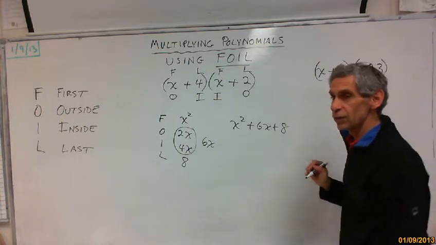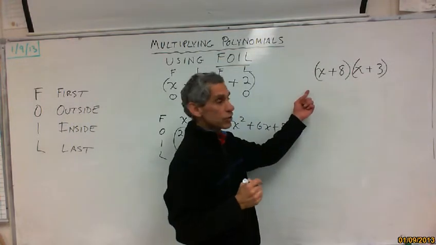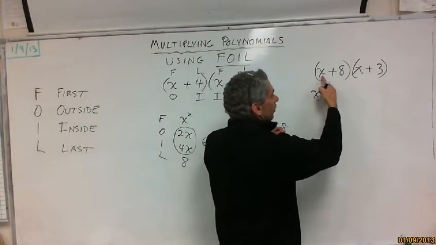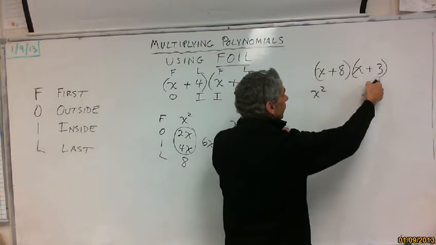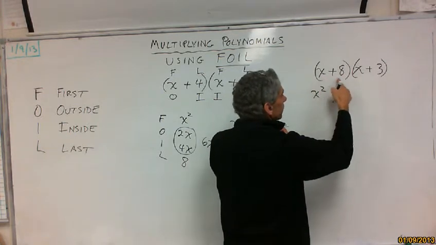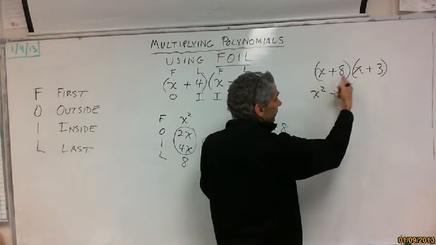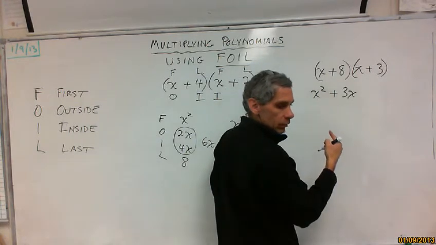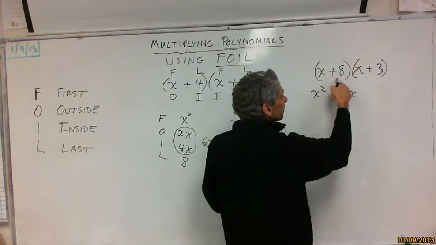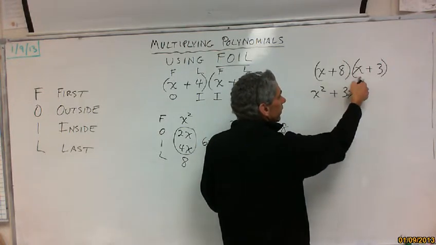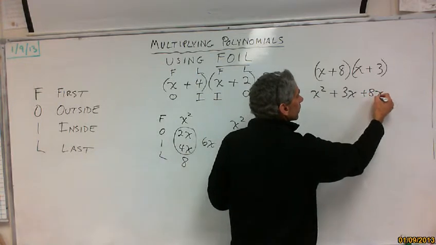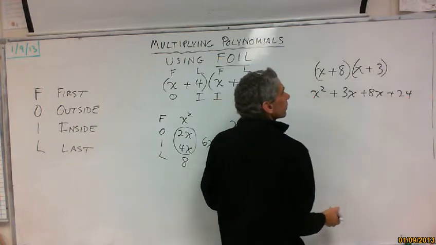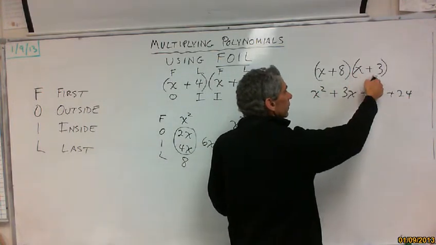All right, plus 3. Now let's do it horizontally. First, x times x is x squared. Outside, x times 3, so it's positive, plus 3x. Then 8x inside, right? 8 times x is 8x. And then last, 8 times 3 is 24.